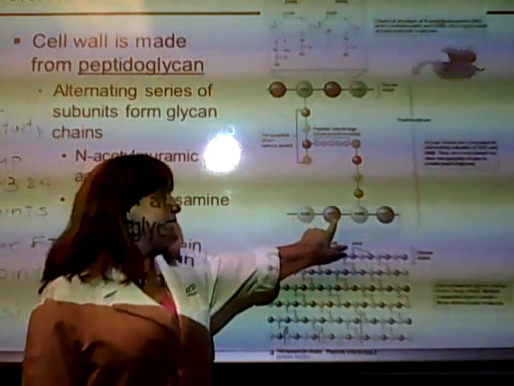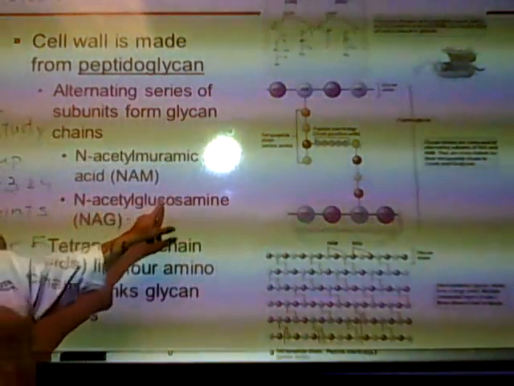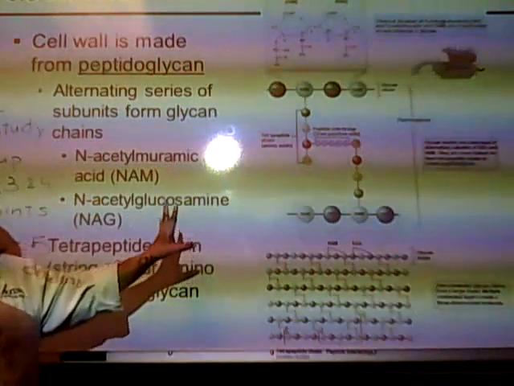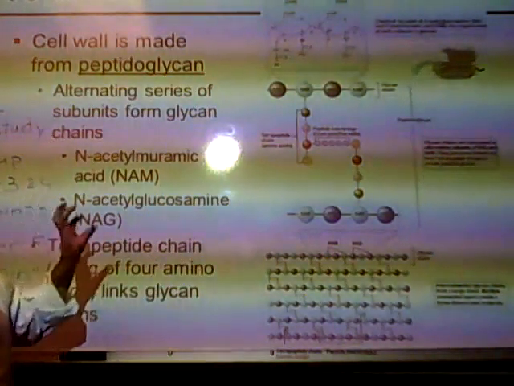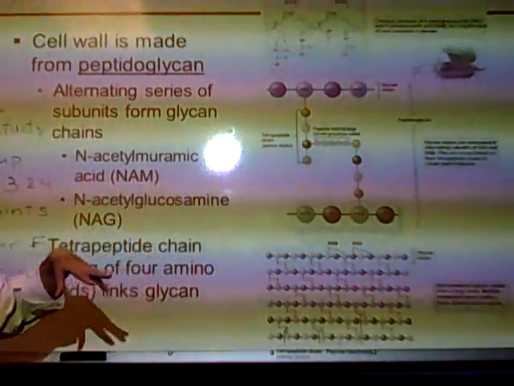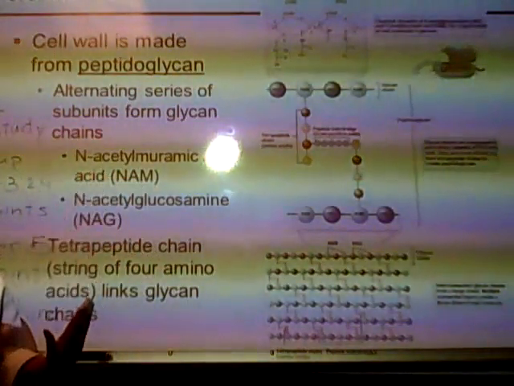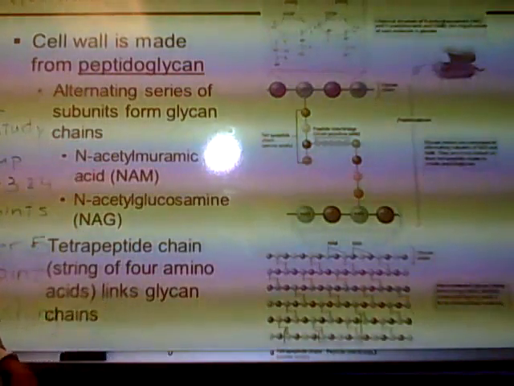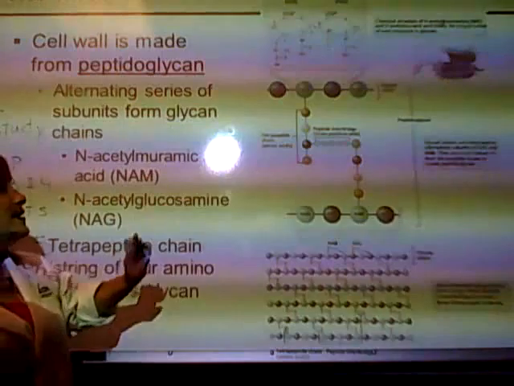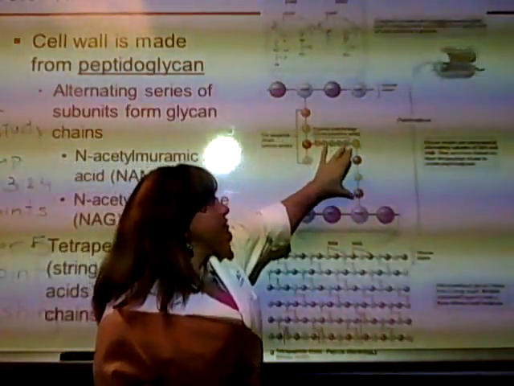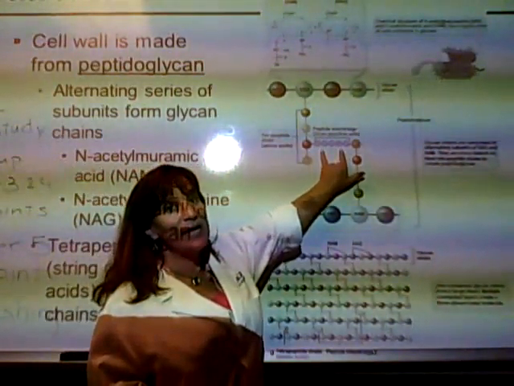N-acetylmuramic acid and N-acetylglucosamine. All right, it's just a polymer. Remember, polymer means many, so it's a lot of these monomers linked up to form a long polymer. All right, and then these long chains are cross-linked by these little short pieces of protein, polypeptides.